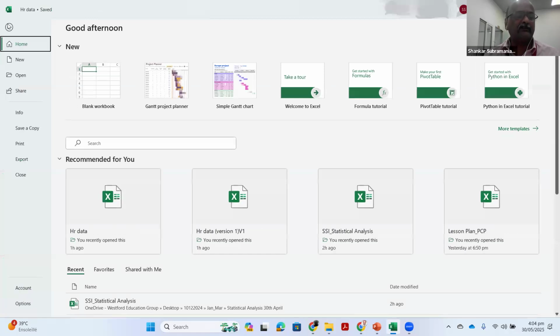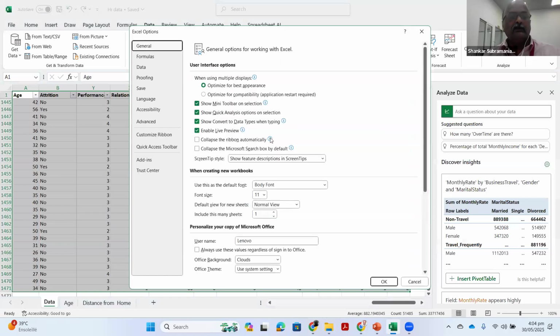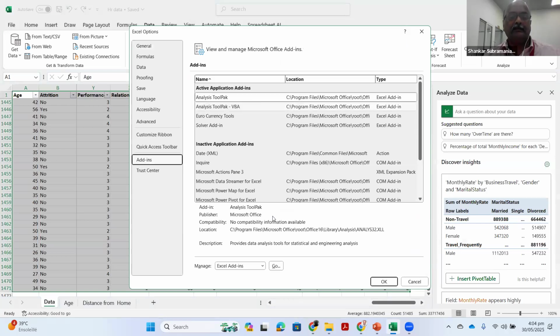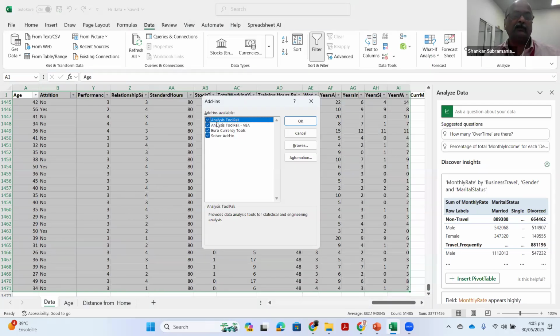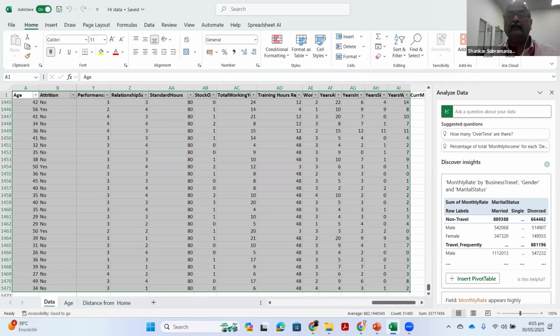Otherwise, what you need to do is click on File. I'll just show you. Click on File, go to Options. Then click on Add-ins and say Go here. It gives you the option, and you can mark all and say okay. So automatically this will appear. If it's not there and it's the latest version, it will automatically appear. Data Analysis will appear and also the AI Analyze Data.